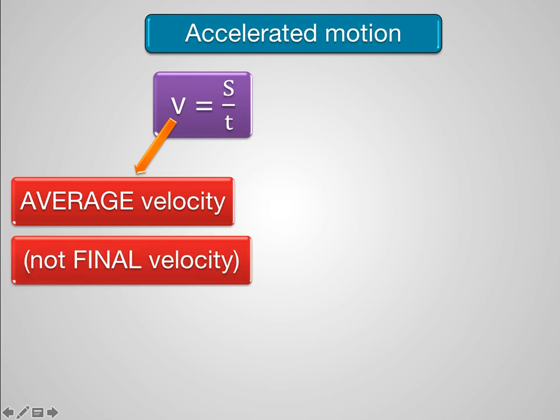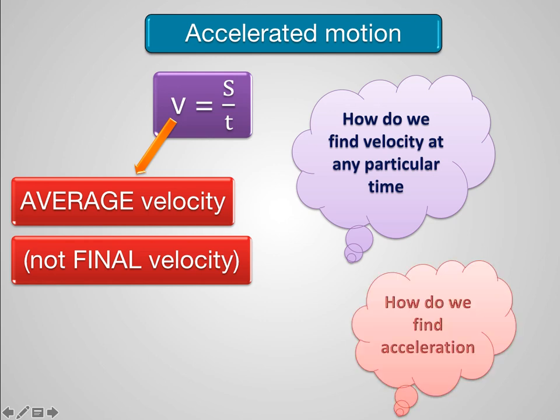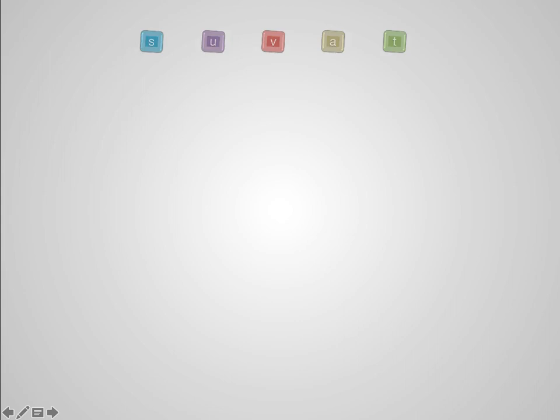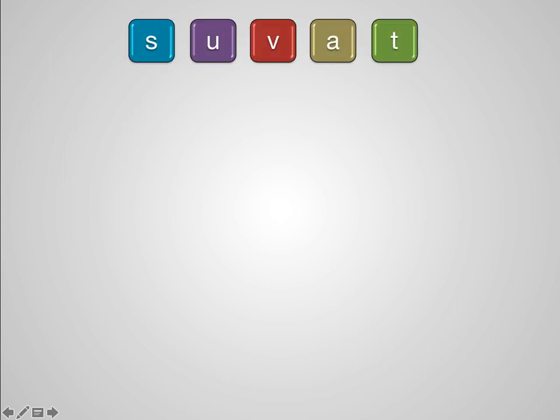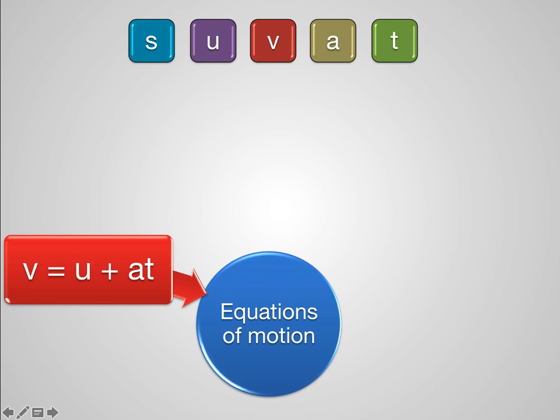How do we actually find the final velocity or velocity at a particular time? Or even if they ask acceleration, how do we find the acceleration of the body? Because those things are not there in the equation. So this is not the equation we are going to use for accelerated motion. For accelerated motion, we have a special set of equations, which are called the equations of motion, or Newton's equations of motion. And these are the equations.